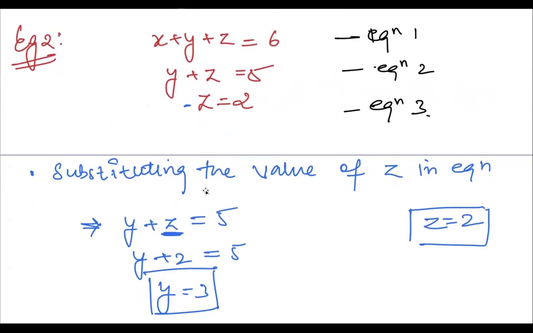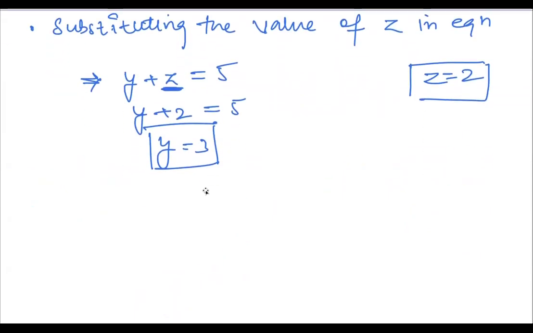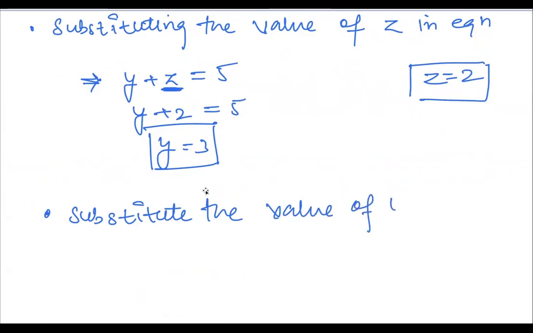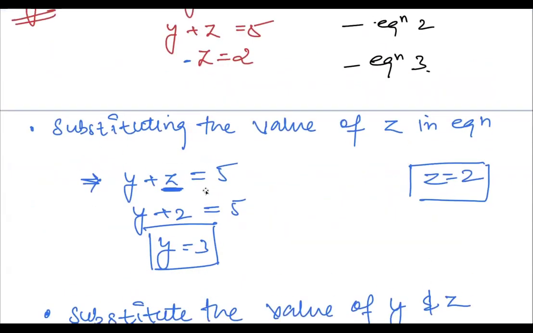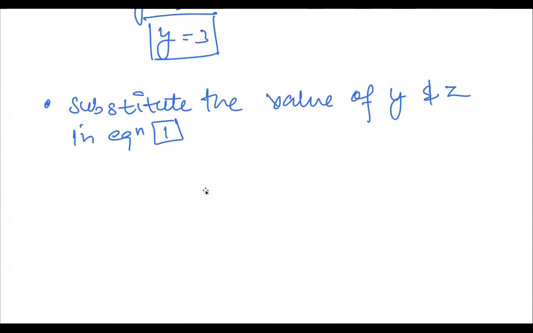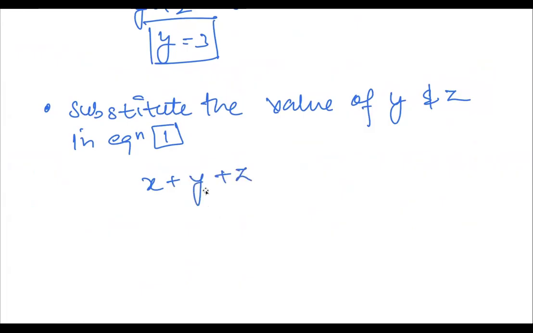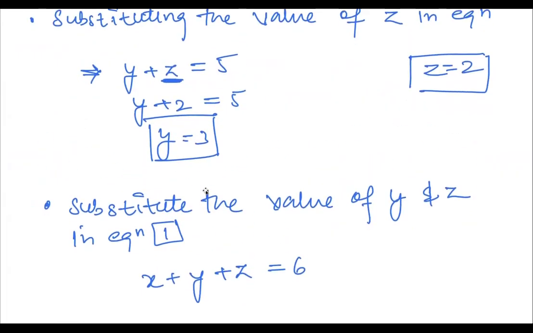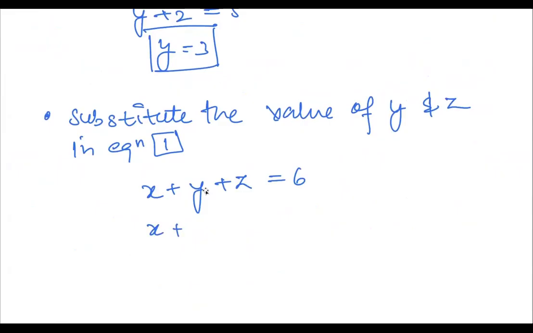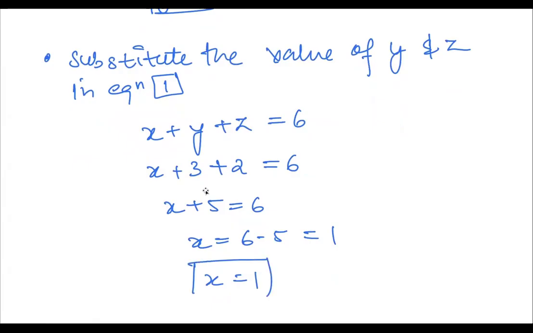Now what we'll do is substitute the values of y and z in equation 1. So what is equation 1? x plus y plus z is equal to 6. Now what is my z? It is 2. And what is my y? It is 3. So x plus 5 is equal to 6, and x will be 6 minus 5, which is 1. So x will be 1.